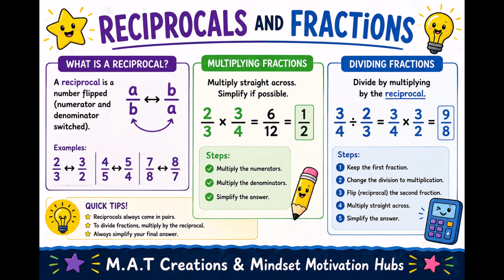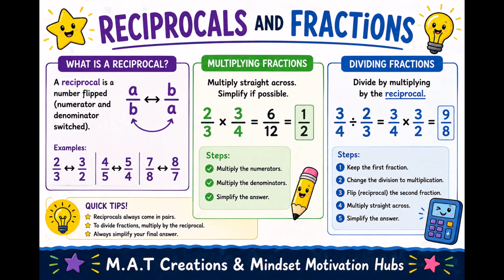Next, multiplying fractions. When multiplying fractions, we multiply straight across. Let's use the example 2/3 times 3/4. First, multiply the numerators. 2 times 3 will equal 6. Next, multiply the denominators. 3 times 4 will equal 12. Now we have 6 twelfths, so 6/12.